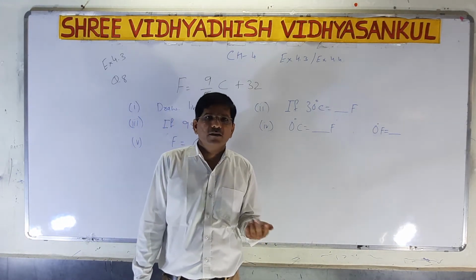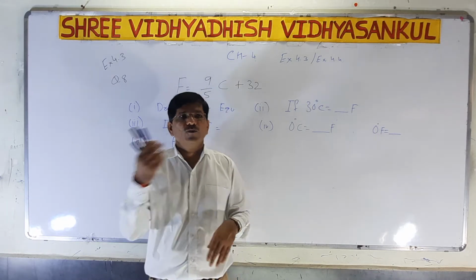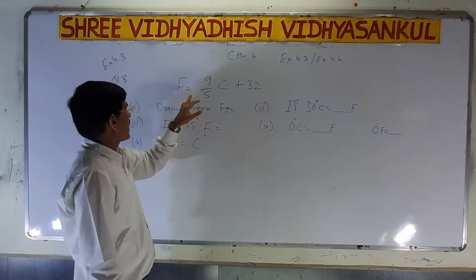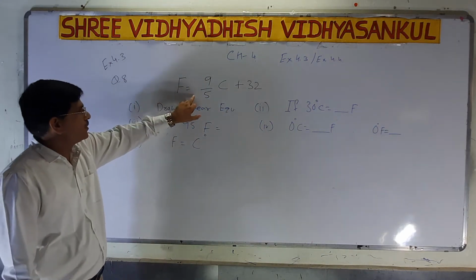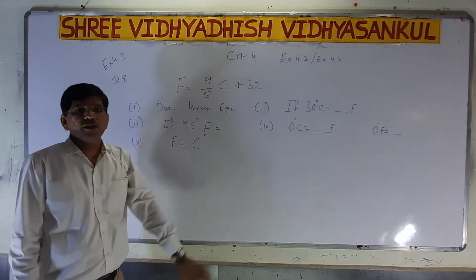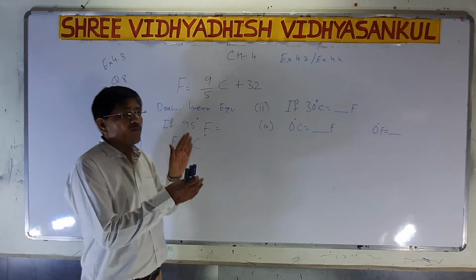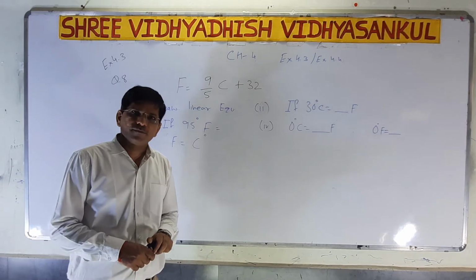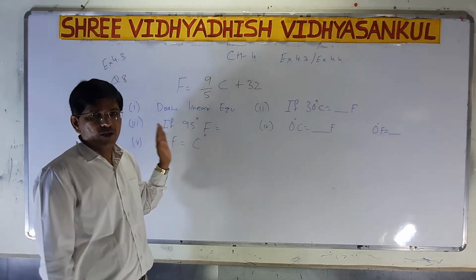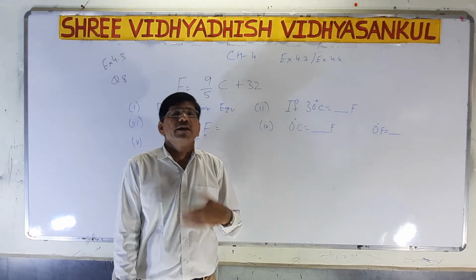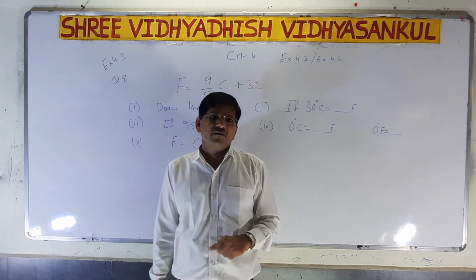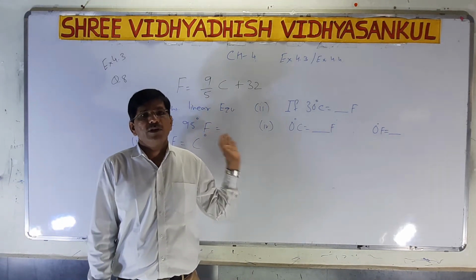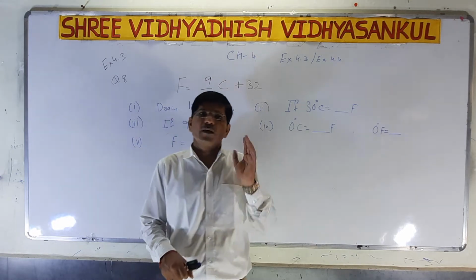There is a relation to convert Celsius to Fahrenheit or Fahrenheit to Celsius. It is a type of equation: F, meaning Fahrenheit, is equal to 9 by 5 C plus 32. From this equation we can convert Celsius to Fahrenheit or Fahrenheit to Celsius. Maybe you already learned this equation in 6th, 7th or 8th. Such questions are also asked in KBC, or as GK questions.